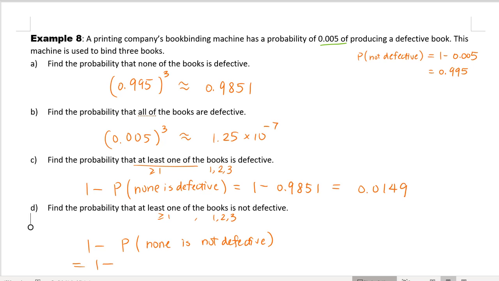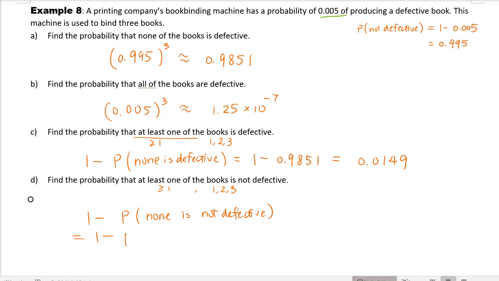So this is the same as all of them are defective. And that is part B, right? So 1 minus 1.25 times 10 to the negative 7. Well, because this is too small, your answer is approximately equal to 1. Okay. All right. Let's continue.